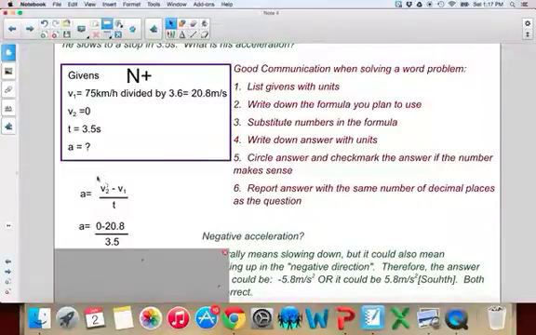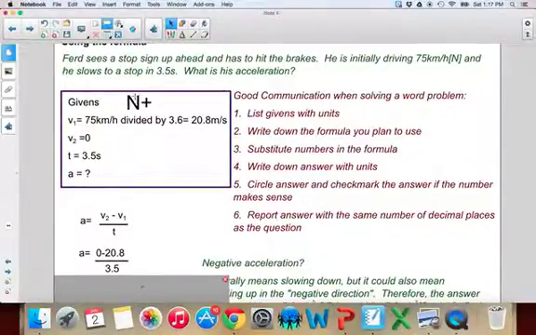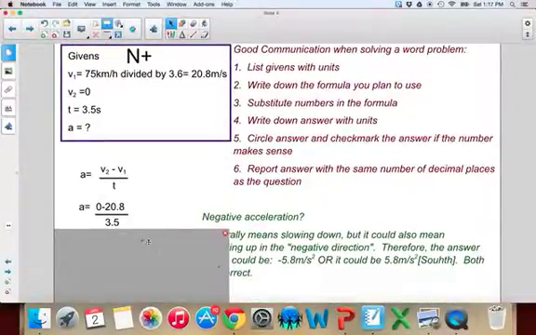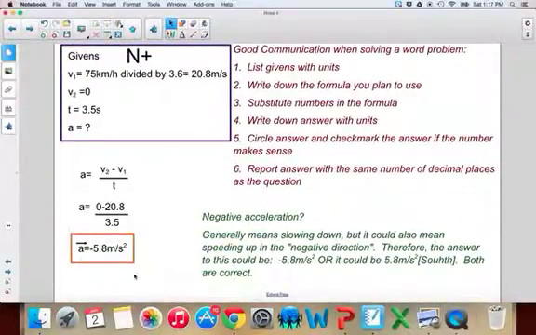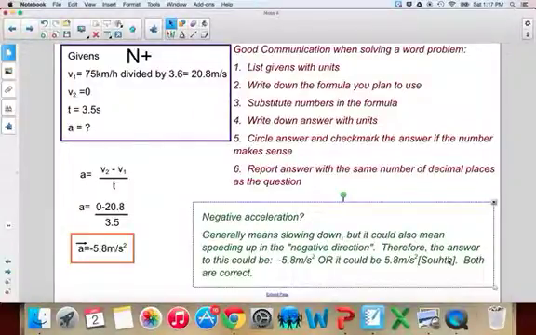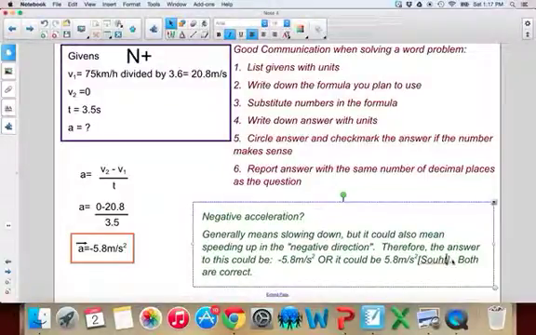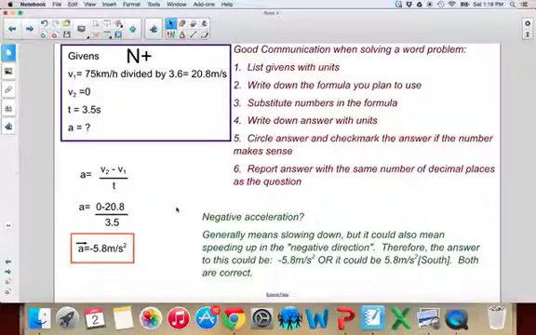write in the given. So we know V2 is 0. Oh, just by the way, slows to a stop, so V2 is 0. T is 3.5 seconds, and of course we're looking for A. And you work that out. This time, because I'm going 0 minus 20.8, I've got a negative number, which kind of makes sense because he's slowing down. So negative acceleration generally means slowing down.